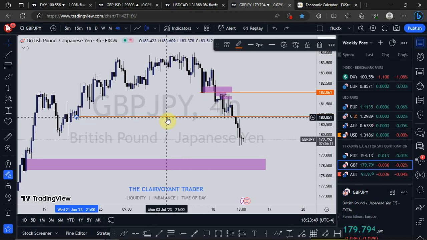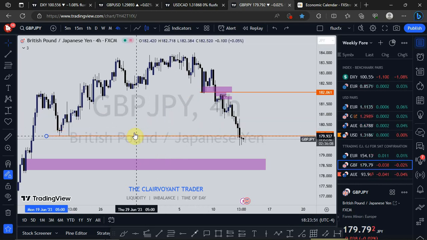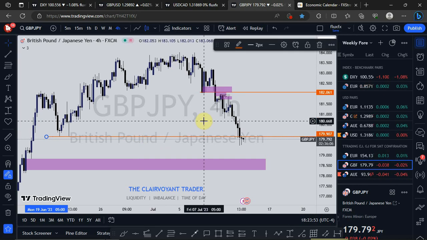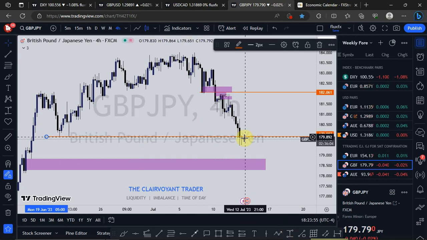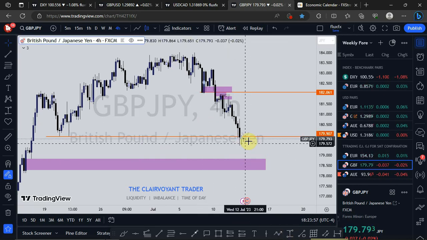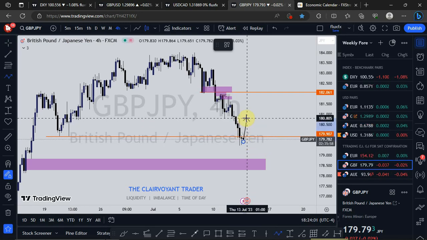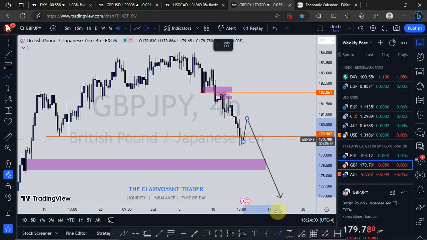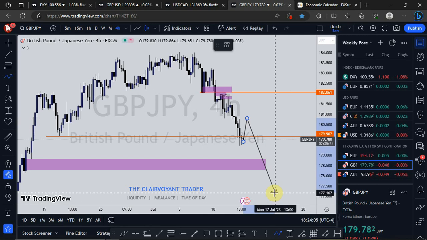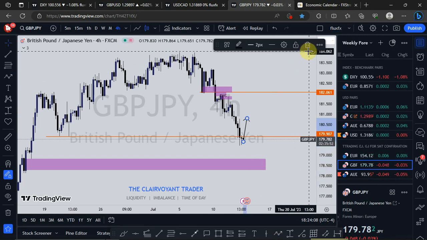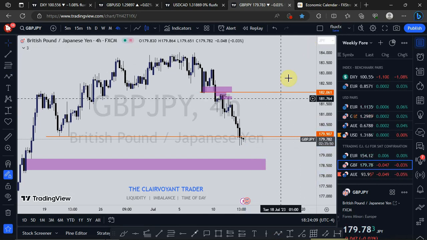What I would expect to see is, once a swing low has been broken, the next thing I want to see is a lower swing high formation. Then we see a drop, and that is what I'm expecting to see on GBPJPY.